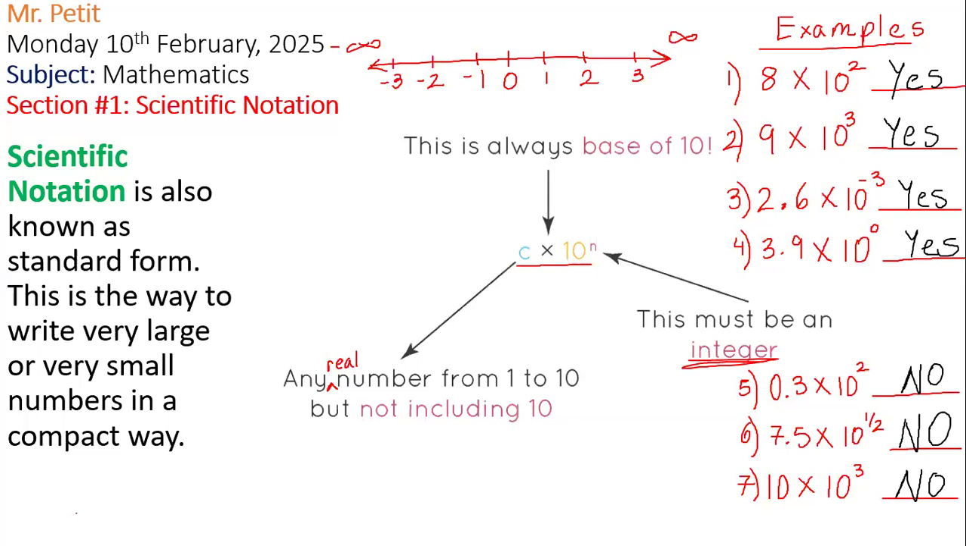Okay, so now we already know how to identify numbers in scientific notation. Let's go ahead and convert it. You may be wondering, Mr. Petit, we can see it in scientific notation, but how do we convert it? That's what we're going to look at now: how do we convert from regular numbers to scientific notation? And we're going to do it right now.